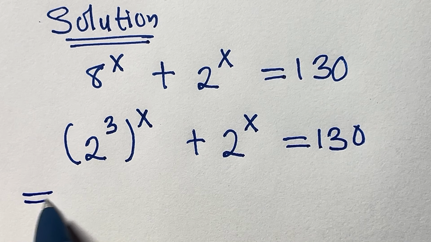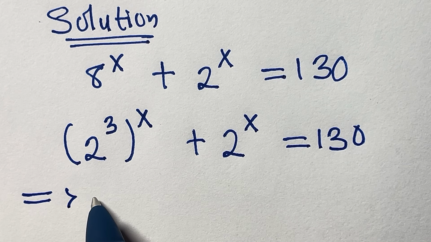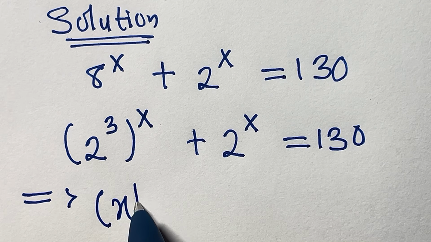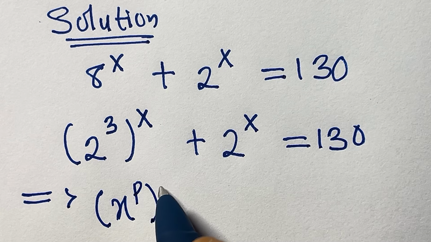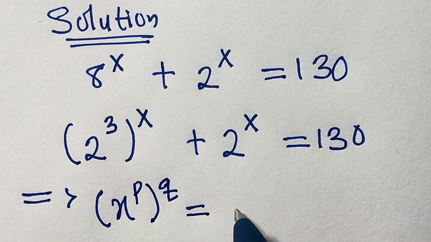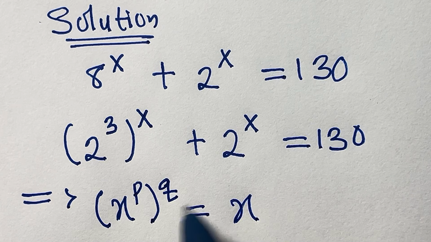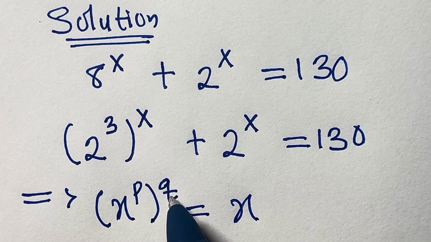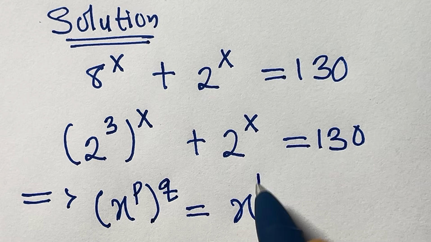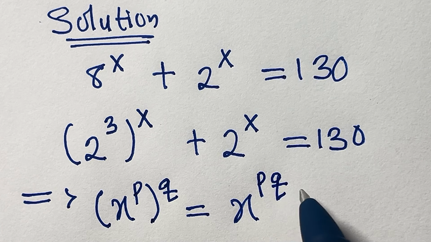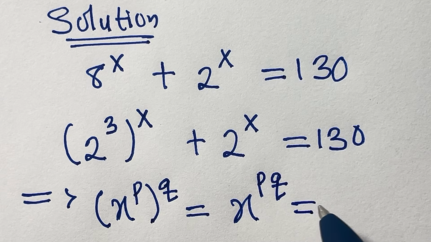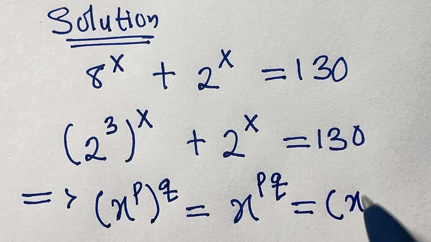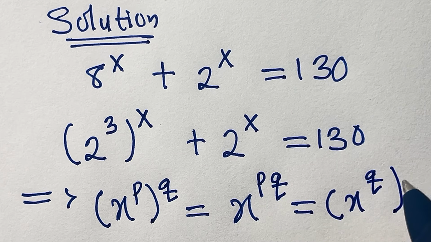So from here, let's recall that if you have x raised to power p raised to power q, this will be equal to x raised to power pq. When a number which is raised to a certain power is again raised to another power, the powers are multiplied, from the power law of indices. And this is still the same as x raised to power q raised to power p.